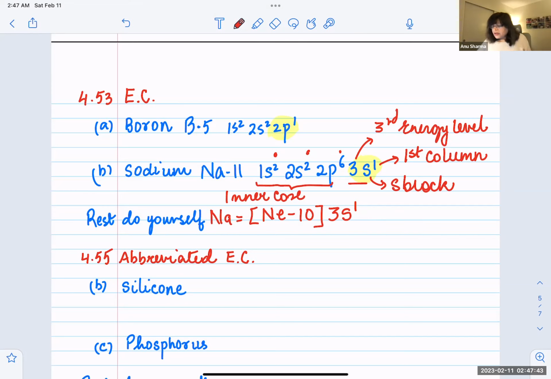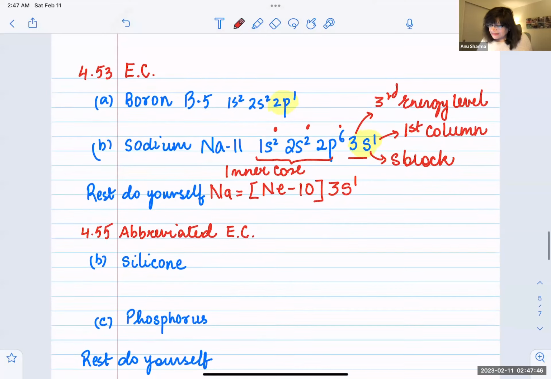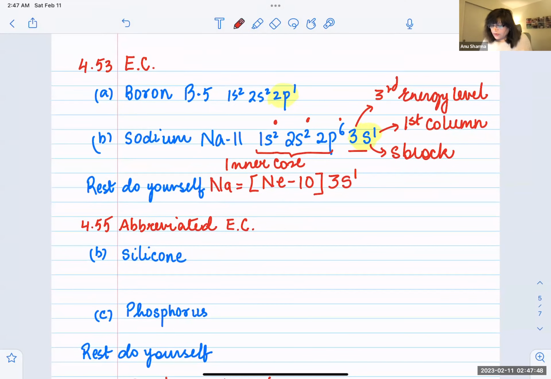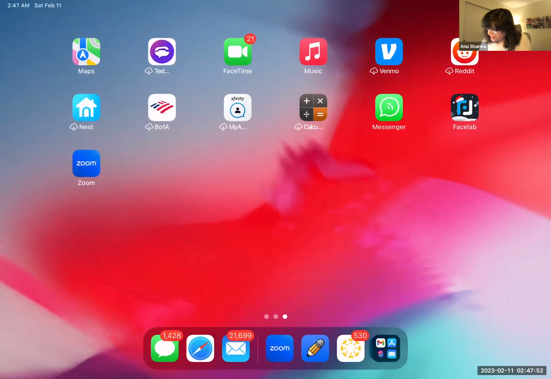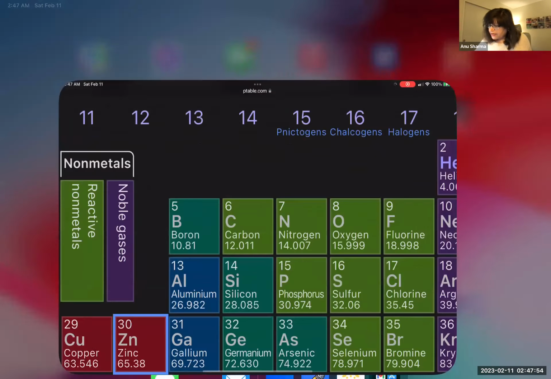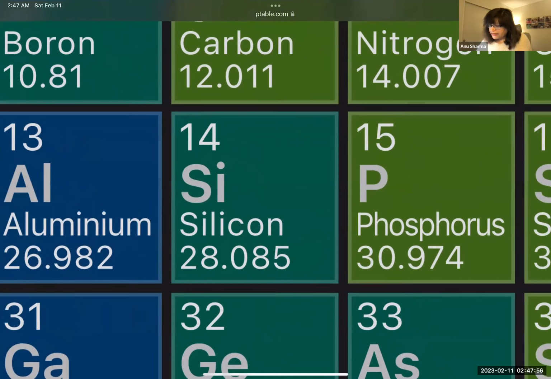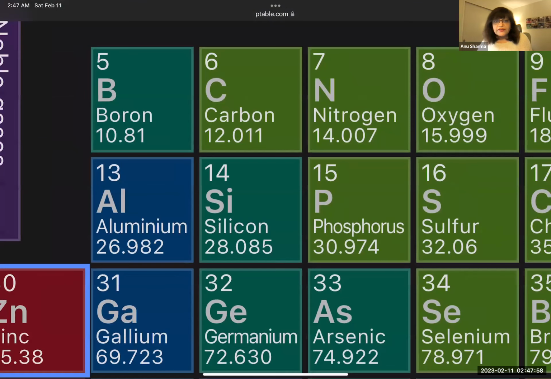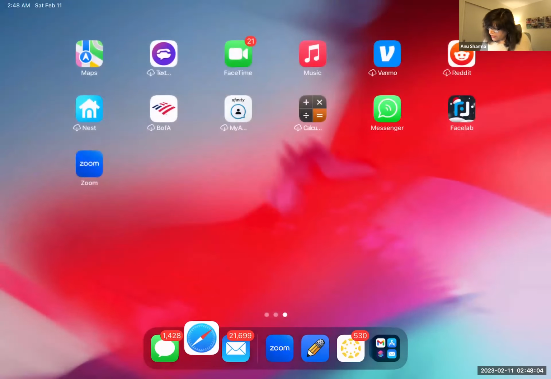Okay. All right, next is the abbreviated electron configuration of silicon. So how do you know? Because generally, with time, we remember, but silicon is 14, okay? That 14 is the atomic number or the number of electrons. All right, let's look at silicon now.